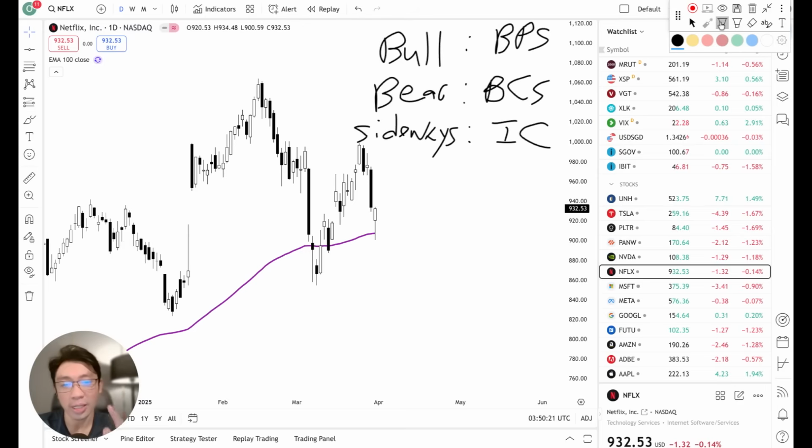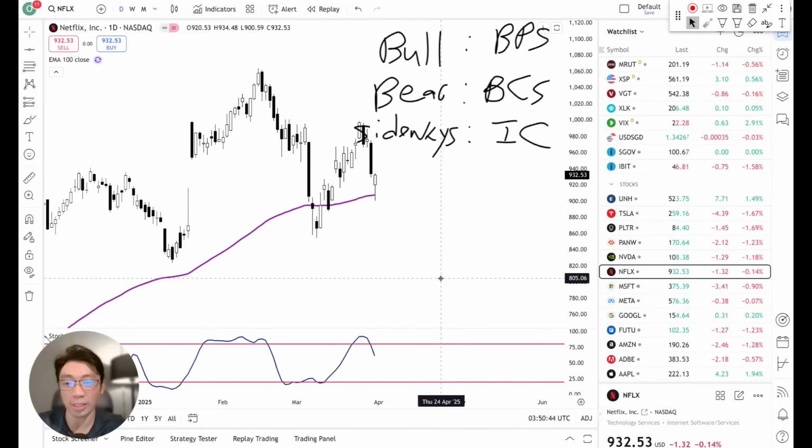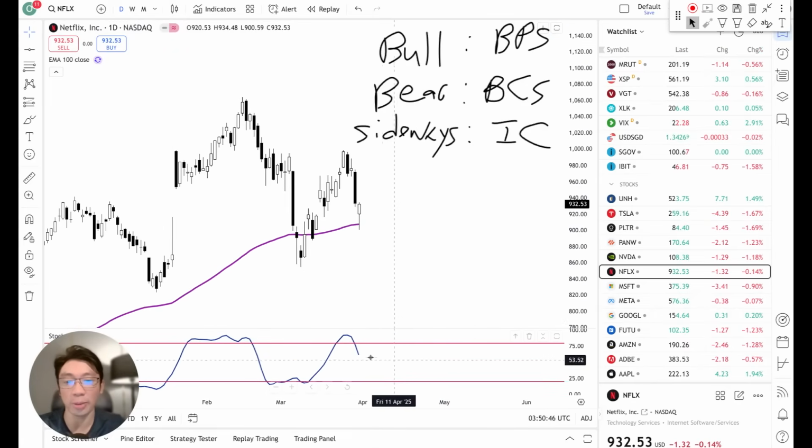Now, the next question you probably have in mind is, okay, Davis, this is all good, but how do we actually know what condition the market is in? And that is a good question. For this, one of the simple ways that you can use to identify this condition is by using an indicator, something like the stochastic oscillator. As you can see over here at the bottom, this is the stochastic oscillator.